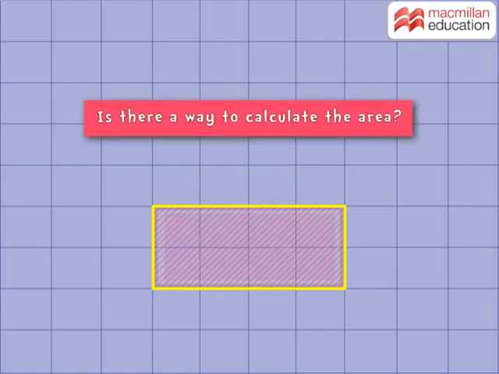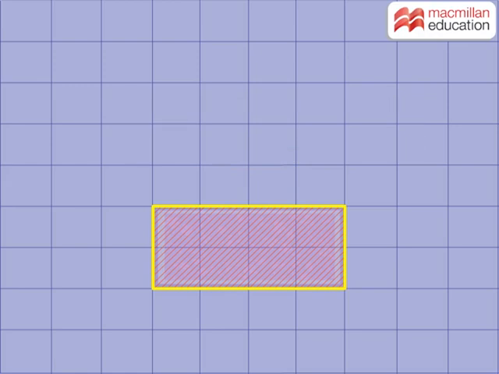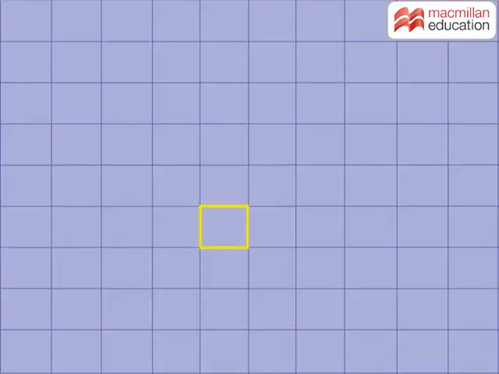But is there a way to calculate the area? Let's now learn calculating the area by counting the unit squares. Notice the floor consists of many square tiles and the side of each square tile is equal to 1 foot.